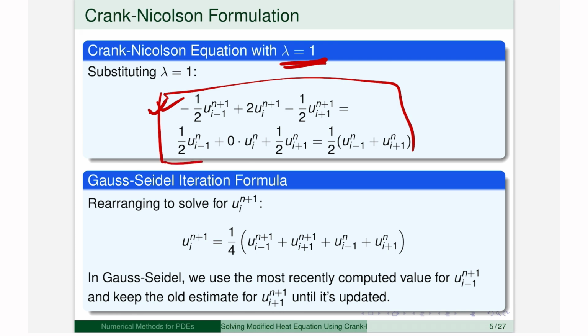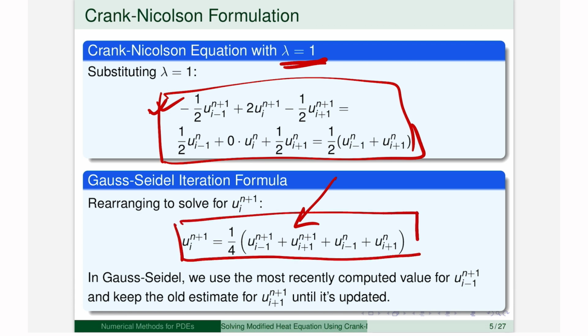Now from this equation, if I reorganize, we'll get this equation. Using this equation, we have to solve the interior node values, so for this we have to use the Gauss-Seidel method. In Gauss-Seidel, we use the most recent computed value for u(i-1, n+1), and keep the old estimate for u(i+1, n+1) until it's updated.